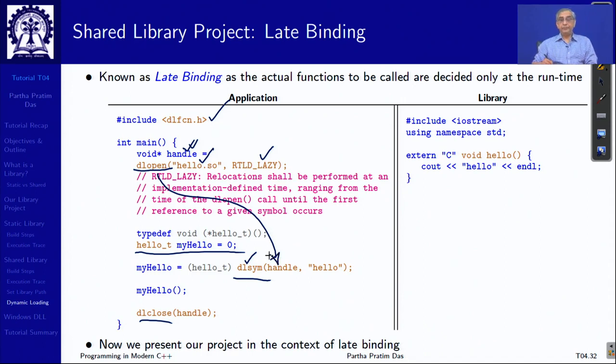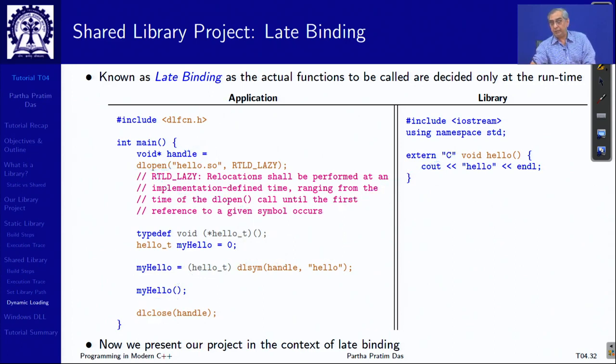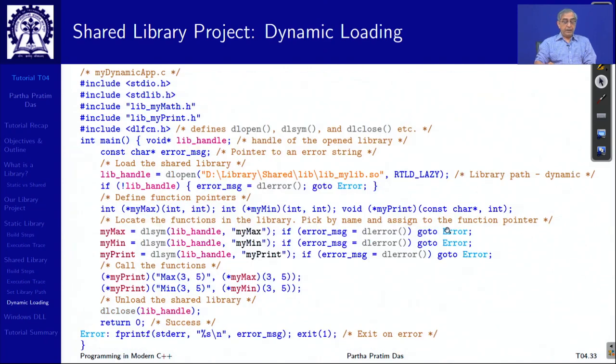this comes here, and specify the particular function you are looking for in your shared object. That returns you a pointer of this type. Cast it to my hello, put it to my hello, and calling my hello will now call this function, because it has got that handle. So, that's in abstraction the simple mechanism, and here I have given the more detailed code.